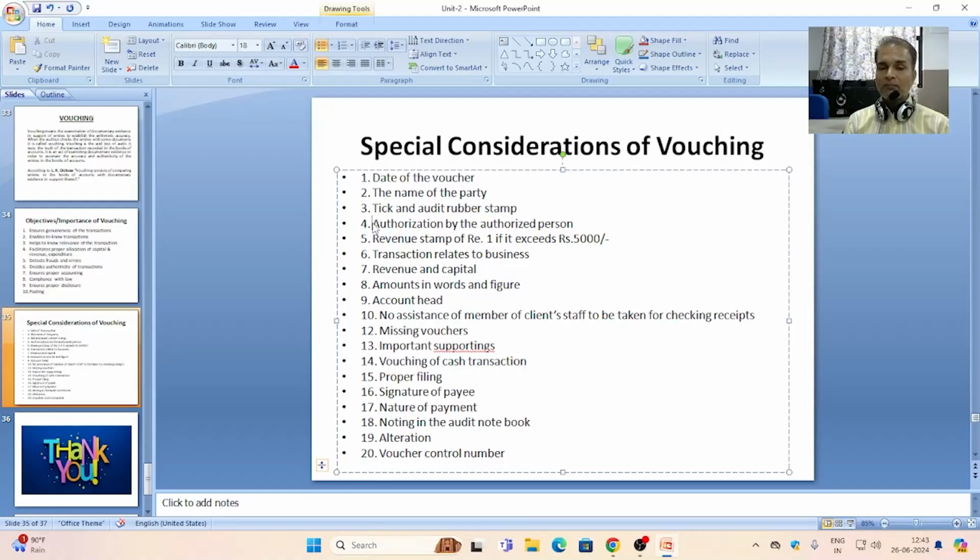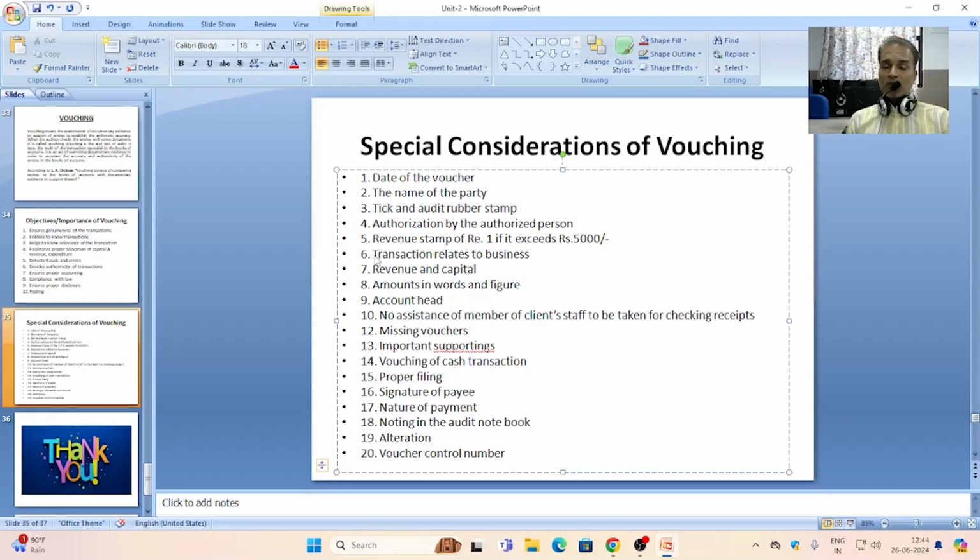Next, the auditor has to check very carefully that all the vouchers have been signed or authorized by the authorized signatory of the client firm. The auditor also has to ensure that on a debit voucher, if payment has been made exceeding rupees 5,000, then a revenue stamp of rupees 1 value should be there.